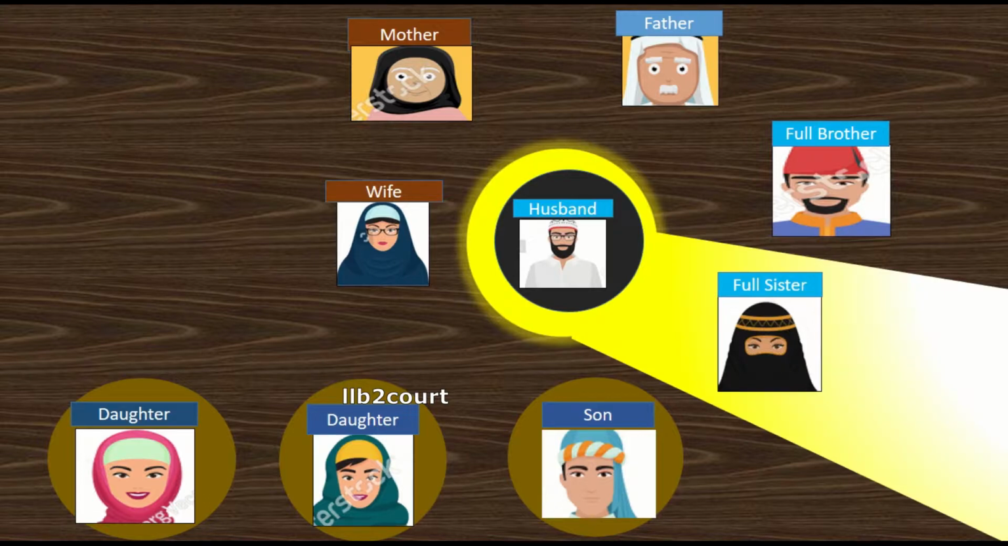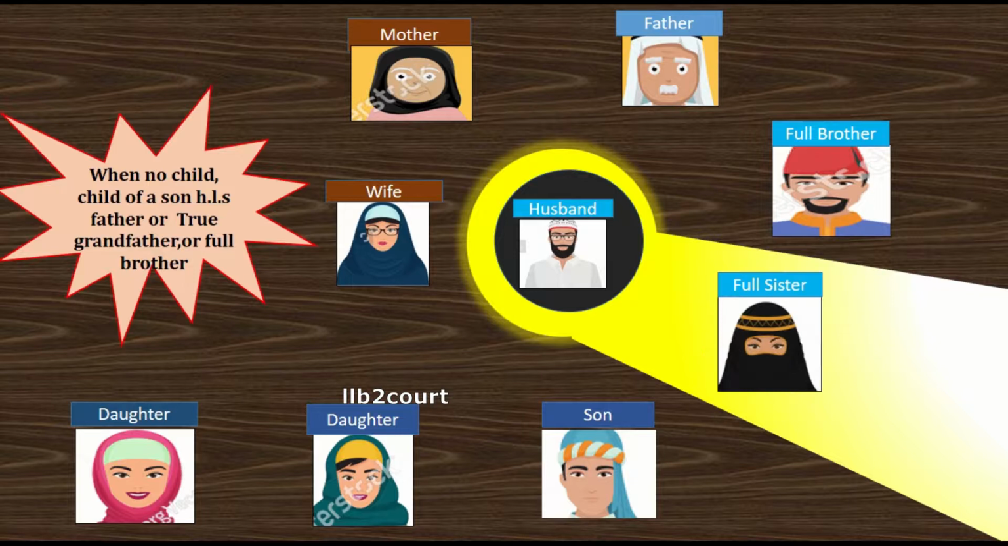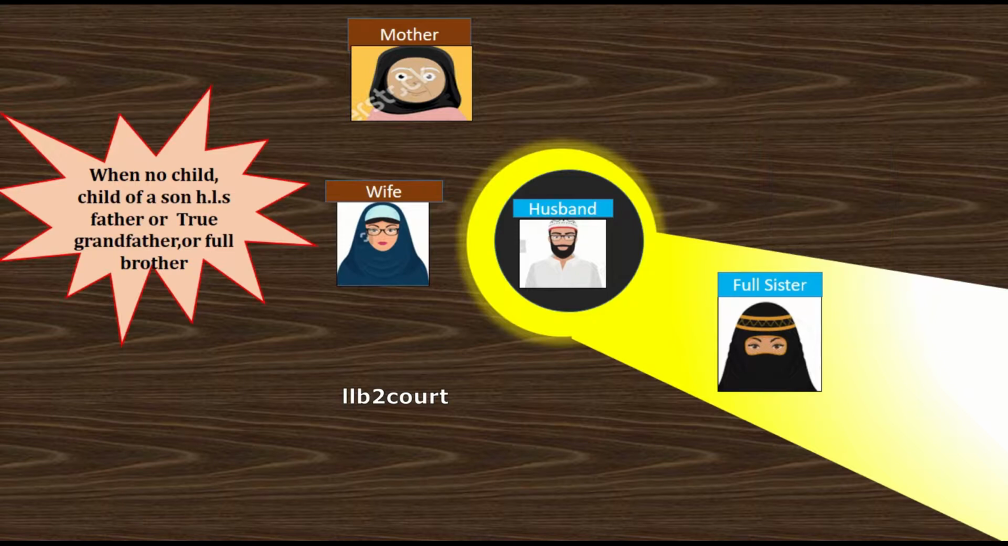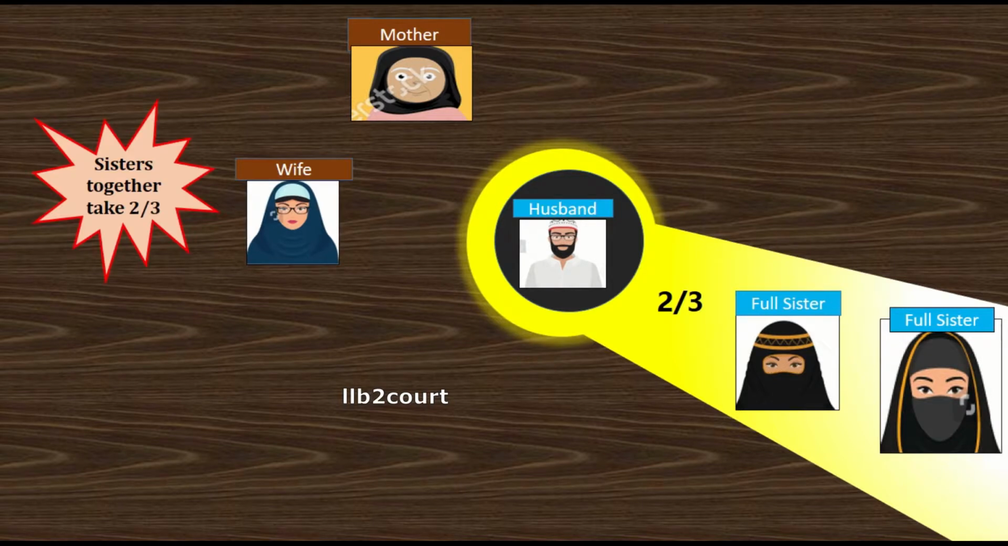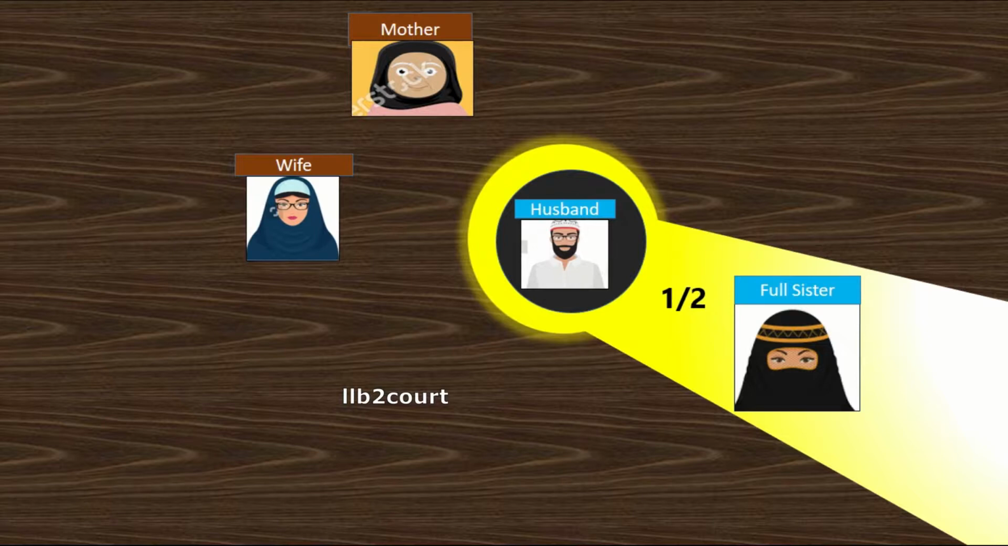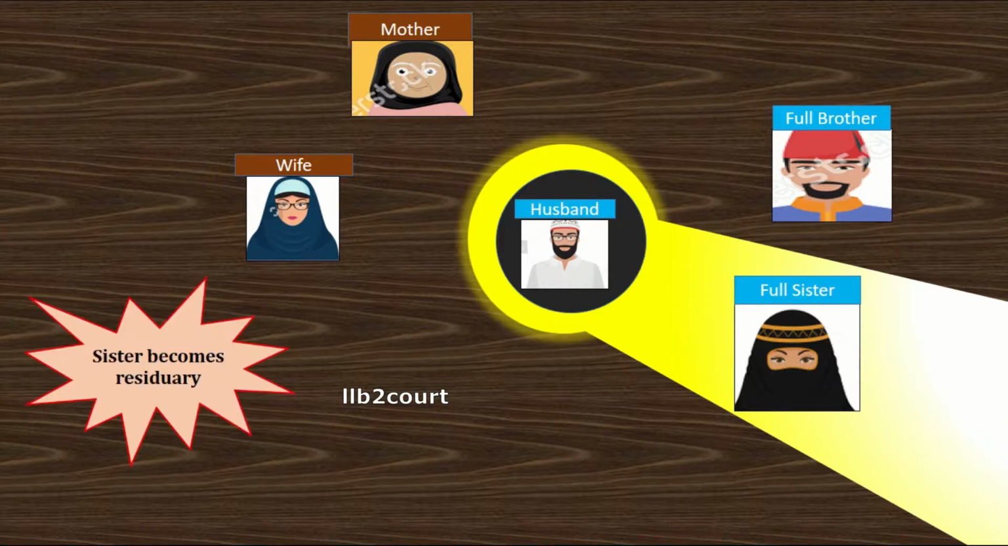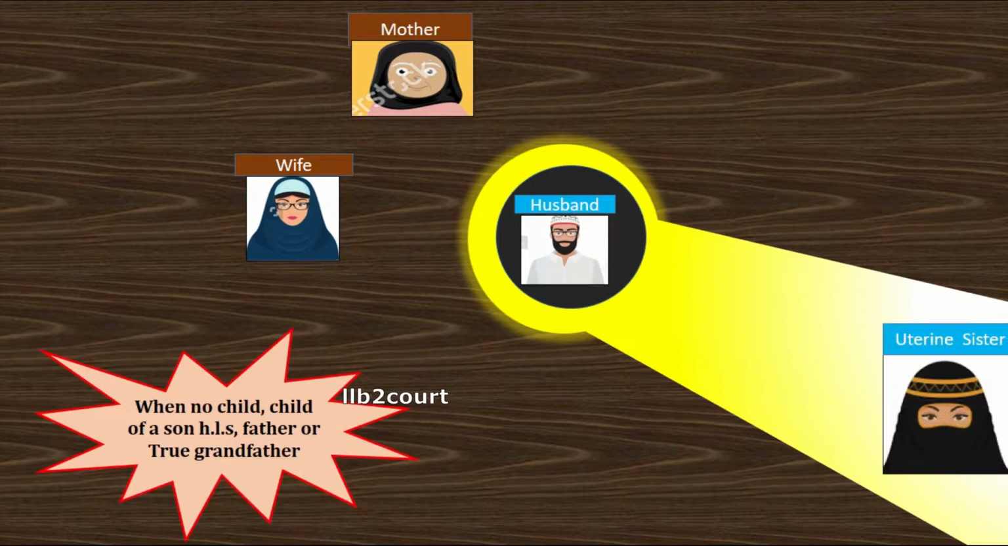So next one is full sister. There is a condition. The full sister will get a share only if there are no children to the deceased person, or father, or true grandfather, or full brother. In that case, full sister will get 1 by 2. If there are two full sisters, then together they will take 2 by 3. The next is the full sister with one more condition. If the deceased person has a full brother also, then 1 by 2 is not applicable. The sister becomes the residuary and the full brother will get double the share of the full sister.